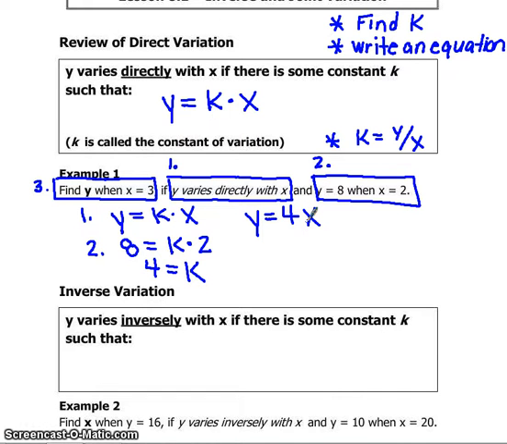Finally, we're going to answer the question or do the third step. It says find y when x equals 3. Simply substitute 3 in for x, and we conclude that y equals 12. Let's circle the important part of our answers, which is y equals 12, and also the equation relating the variables.